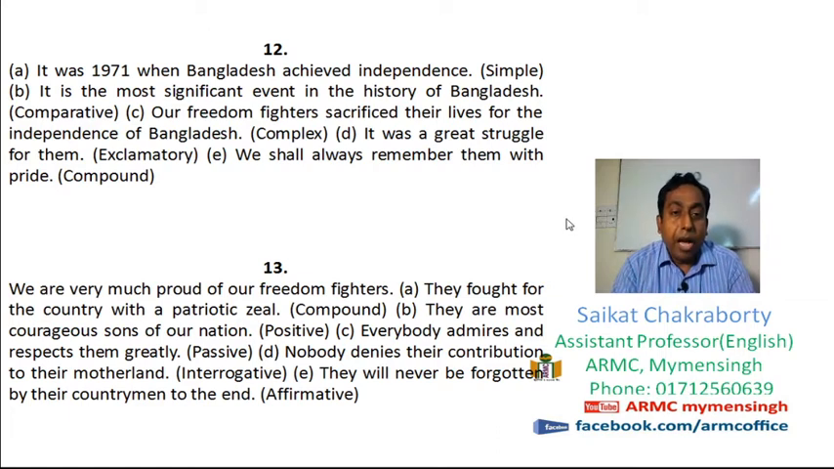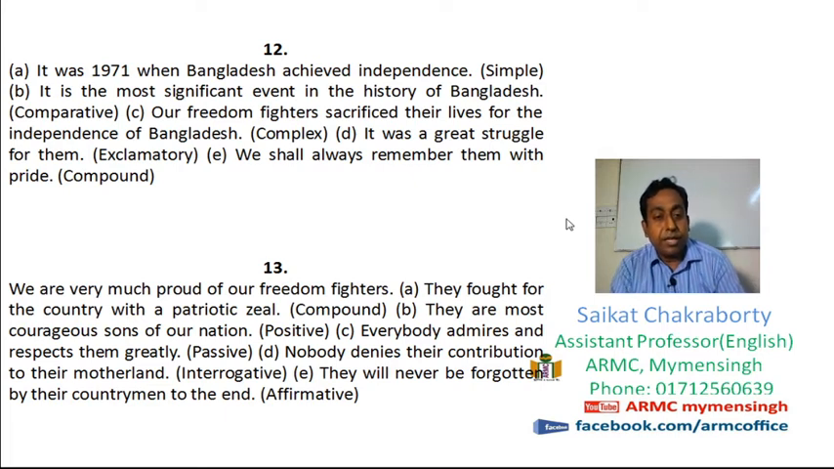Our freedom fighters sacrificed their lives for the independence of Bangladesh. Make it complex. To make it complex, we can say it is our freedom fighters who sacrificed their lives for the independence of Bangladesh. It was a great struggle for them! Exclamatory. We can say what a struggle it was for them. We shall always remember them with pride. Compound. And we can say we shall always remember them, and it is with pride.